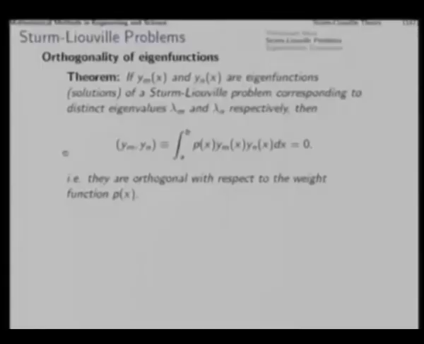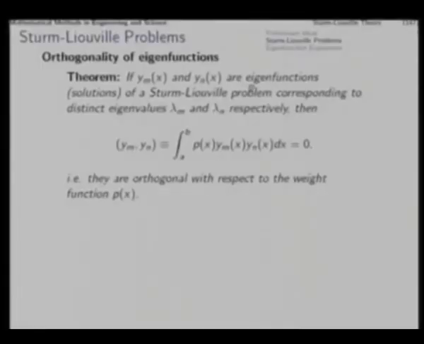Good morning. This lecture we start with a few comments on what we discussed in the previous lecture. In the previous lecture we studied Sturm-Liouville theory, and the centerpiece of that theory is this theorem.